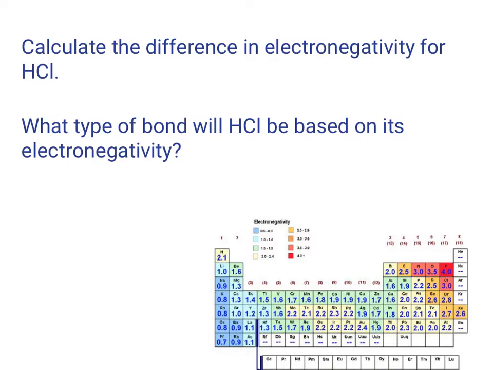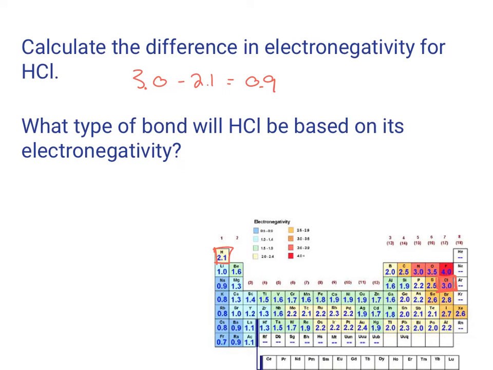So let's take a look at the electronegativity difference first. I have chlorine here on my periodic table. It has an electronegativity of 3.0. And then I have hydrogen here. It has an electronegativity of 2.1. So I'm going to find the difference there. 3.0 minus 2.1 equals 0.9.